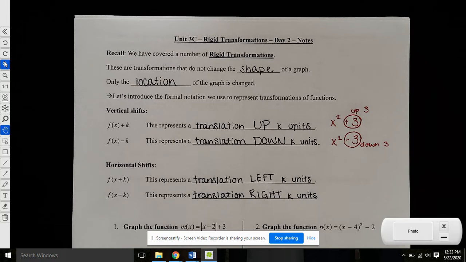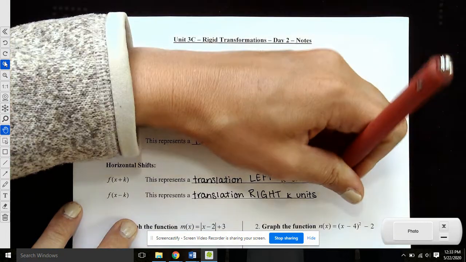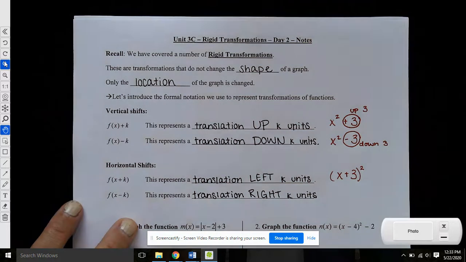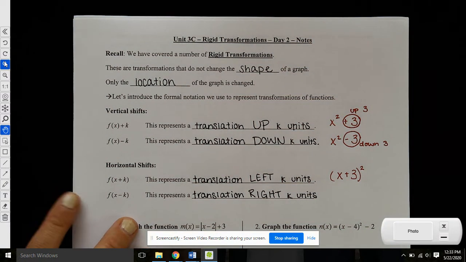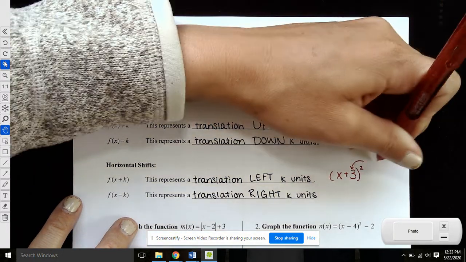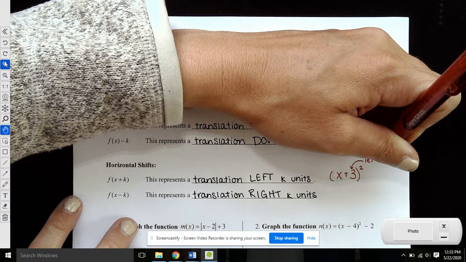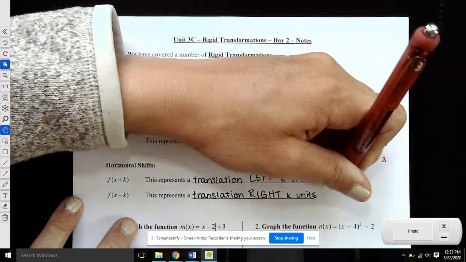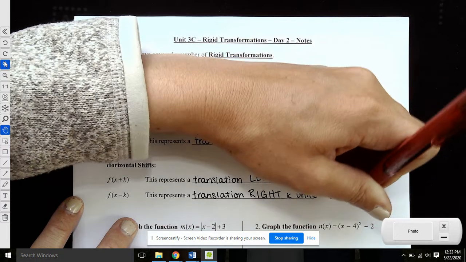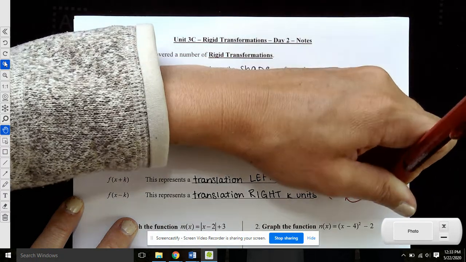So for your example, we have x squared, and now think back to when we did vertex form. If I had x plus 3 squared, that meant that the vertex went to the left 3 units. So inside acts opposite, and that means left 3. If I had x minus 3 squared, that tells me I'm going right 3.